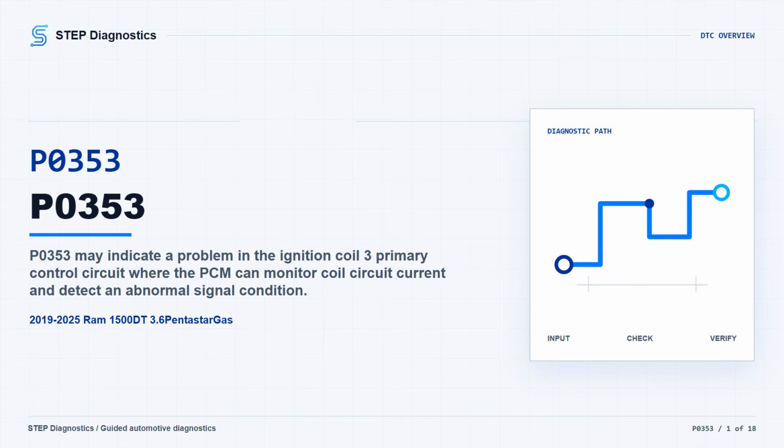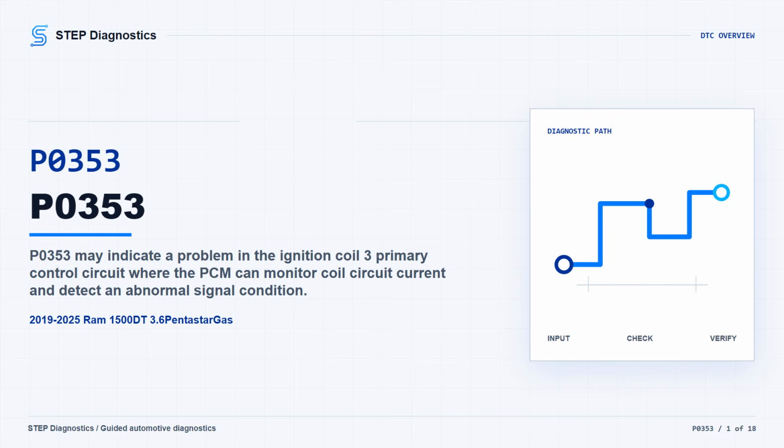On this Ram 1500 DT with the 3.6 Pentastar, P0353 points to the ignition coil 3 primary circuit. In plain terms, the PCM may not be seeing the coil 3 signal current it expects.